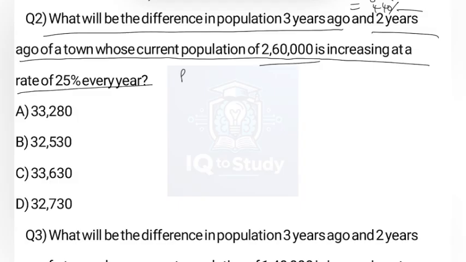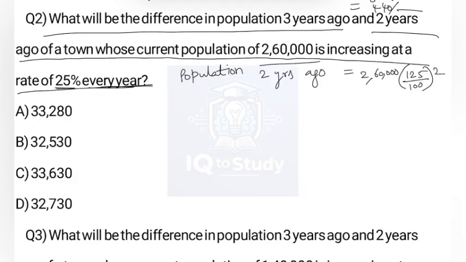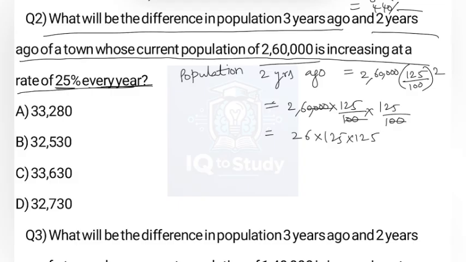So, population 2 years ago is equal to 260,000 into 125 divided by 100 whole square, because it is increasing at a rate of 25% every year, which becomes 260,000 into 125 by 100 into 125 by 100, which becomes 26 into 125 into 125, which is equal to 1,66,400.